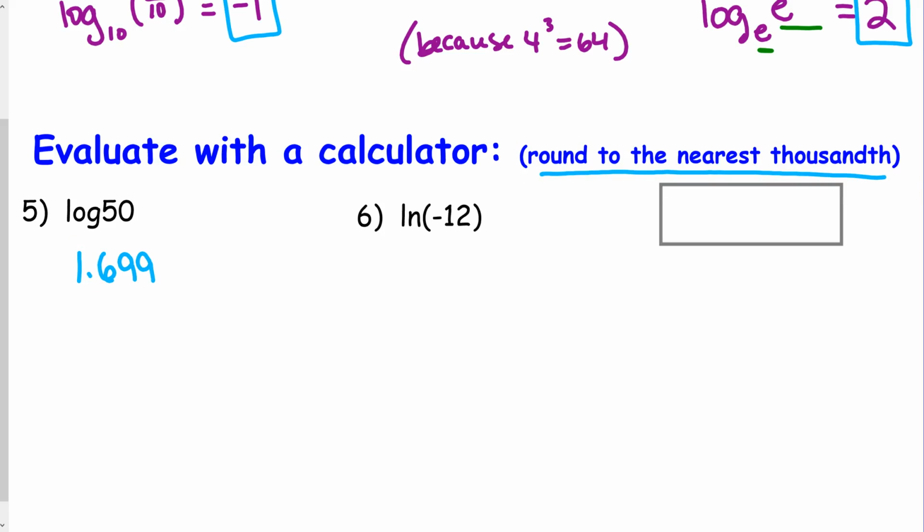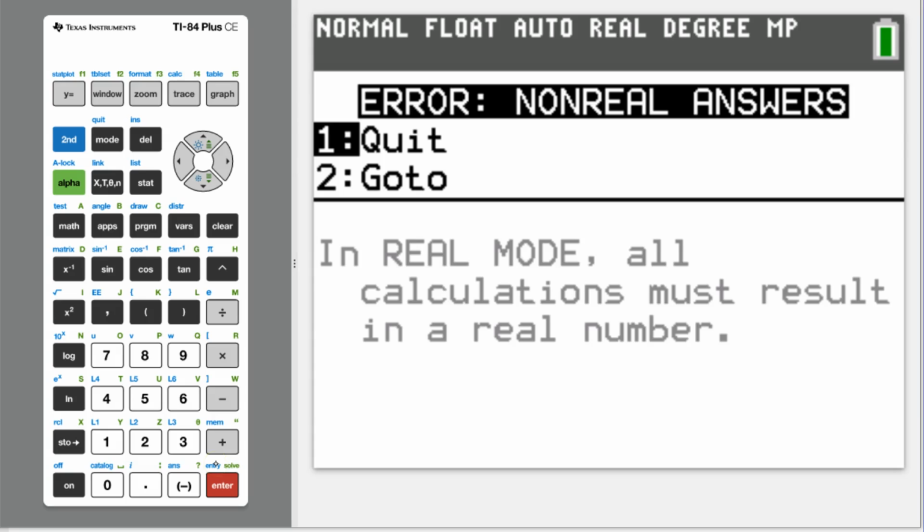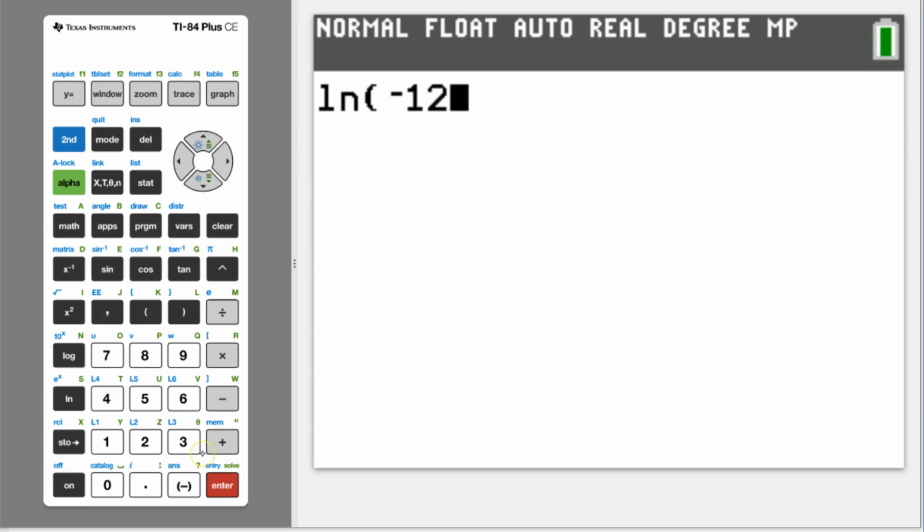Natural log of -12. Okay, so right below the log button, you have the ln, the natural log button. So you can press natural log, type in -12, press enter. Okay, I got an error. Why did I get an error? Why did it not like that?